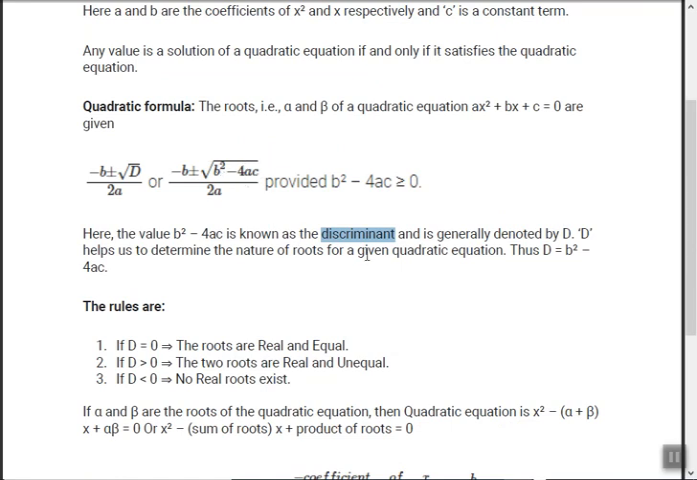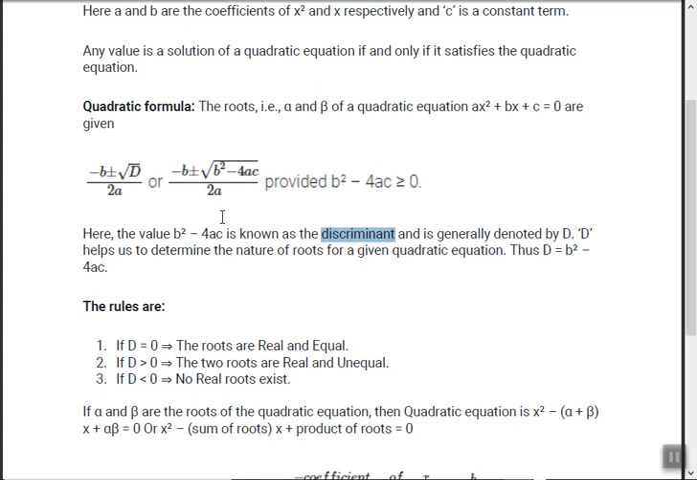This is very important for you. This is known as discriminant, not determinant, discriminant, and is generally denoted by capital D. D helps to determine the nature of the roots of the given quadratic equation. Means what? Nature of the roots means what? See here. If this D, means b square minus 4ac, is equal to 0, then what? Alpha and beta will be equal.